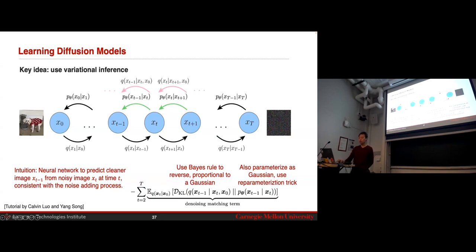right? Because the ground truth in some sense is a Gaussian, I'm going to define what I use to match it also to be a Gaussian. We can derive the KL of two Gaussians to be some closed form, which is easy. Of course, when you have Gaussians, it can be seen as the decoder of your VAEs.